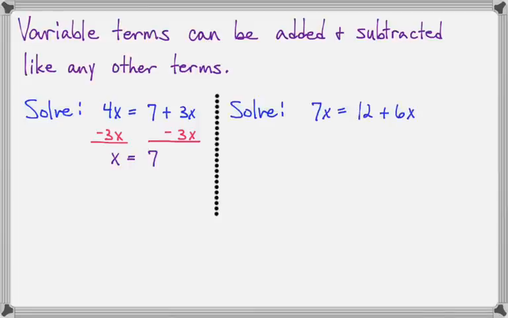Now I'm going to solve 7x equals 12 plus 6x. So again, I want this 6x to be off the right side. The way I can get rid of plus 6x is with a minus 6x. But if I do that, I'll have to put a minus 6x over here. Now let's combine. 7x minus 6x is 1x, and 12 plus 6x minus 6x is 12.